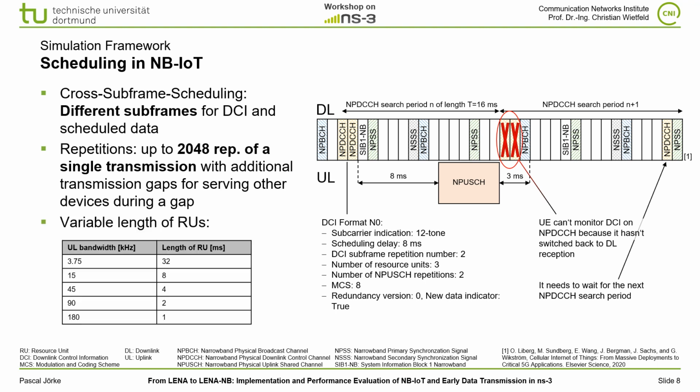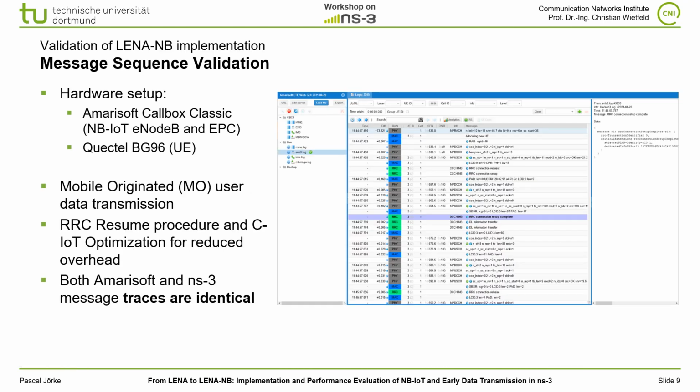Finally, in uplink direction, so-called resource units are used instead of a subframe, whose length depends on the number of subcarriers used for the uplink. Note that currently only singletone transmissions are supported, which means that only one subcarrier with 15 kHz is scheduled per device. To ensure a correct implementation of the message flow, we used an Amarisoft eNB and EPC along with a Quectel BG96 device and logged acknowledged uplink transmissions, which gave identical message traces compared to our ns-3 simulations.